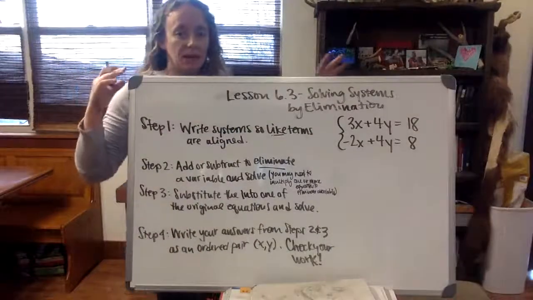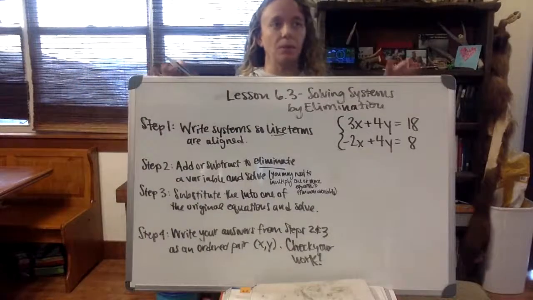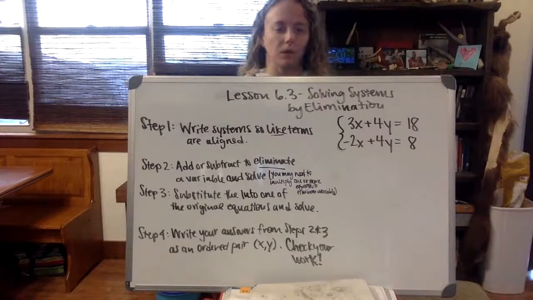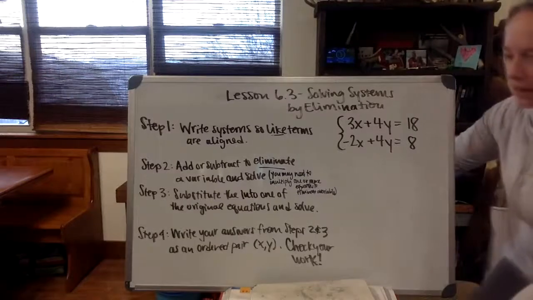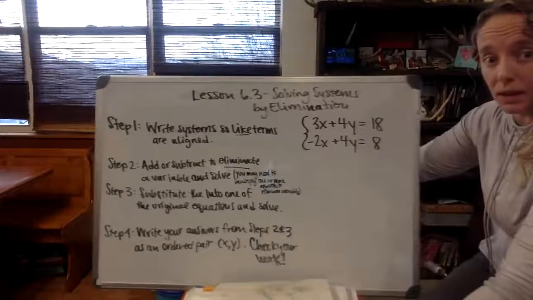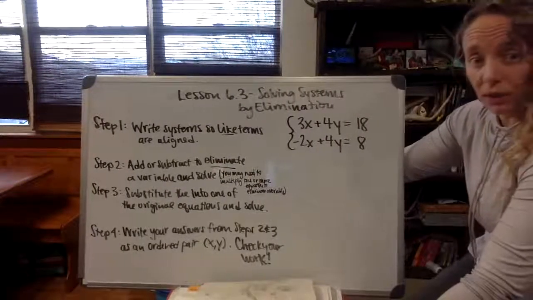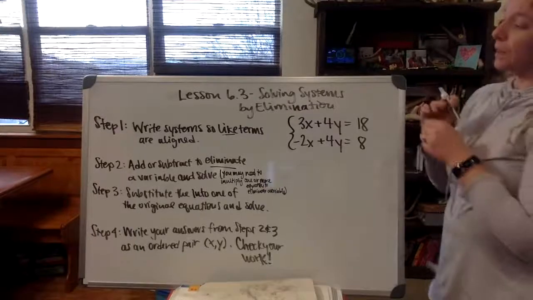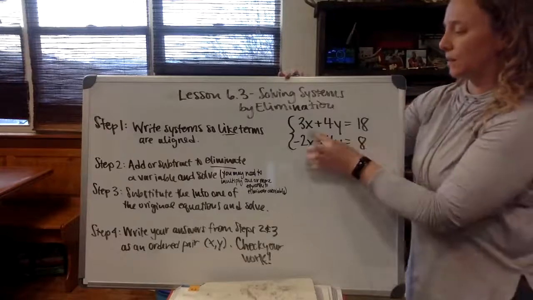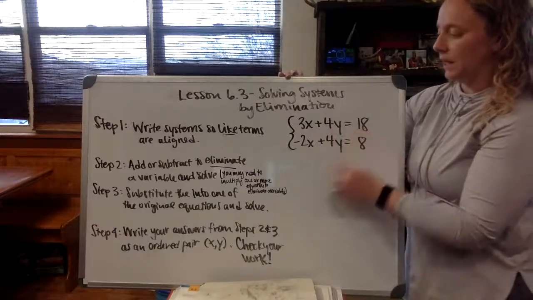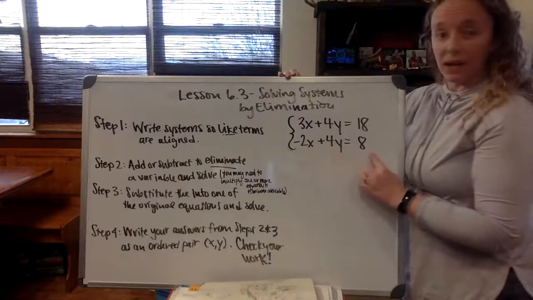Our problem this time is slightly more difficult, but at the same time, it's still fairly straightforward. While this might seem a little tricky at first, I think this is one that you should be able to get used to pretty quickly, okay? So we're still solving systems by elimination. We have this system, 3x plus 4y equals 18, and negative 2x plus 4y equals 8.